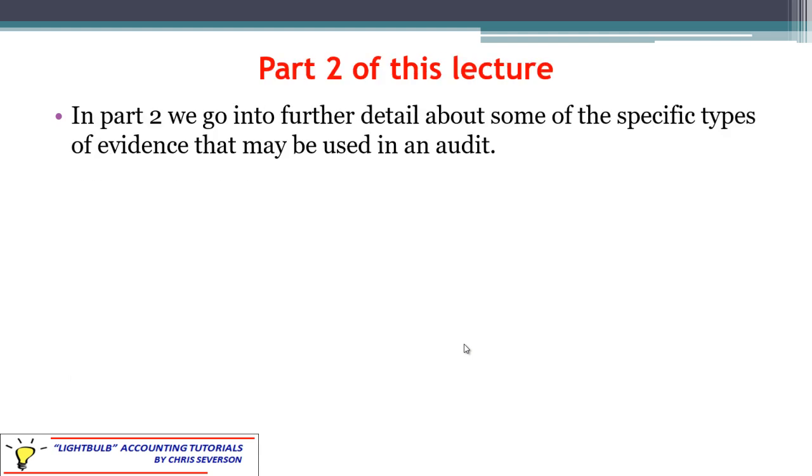So now in part two of the lecture, we go into some more details about those types of evidence. But this part was just to cover the concepts, the weight, the hierarchy, the high level things like that. Just some things to consider as you're going through an audit. So hopefully this helps to start our discussion, and I will see you in part two of this lecture.